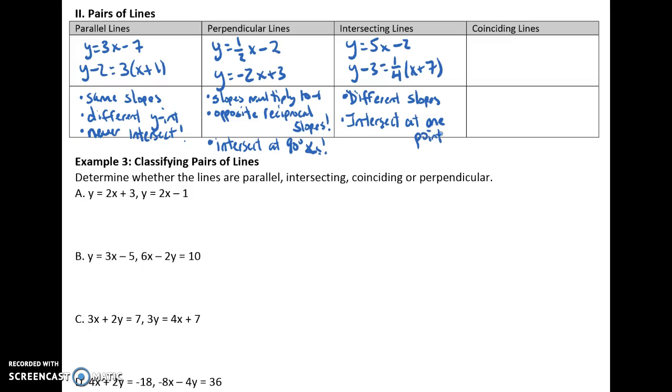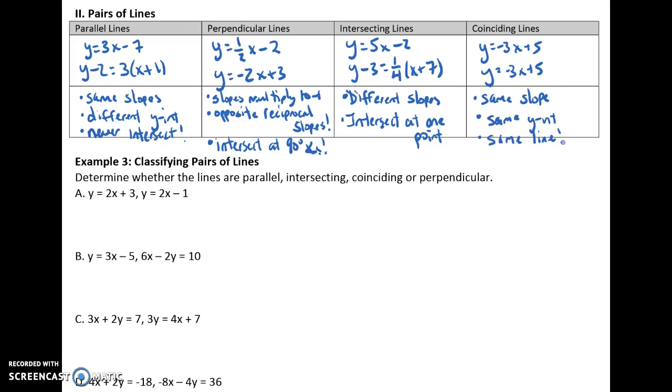All right. And then finally, coinciding lines. See if you can figure it out. They are, for example, y equals negative 3x plus 5 and y equals negative 3x plus 5. They are the exact same line. So same slope, same y-intercept. Because they are the same line.